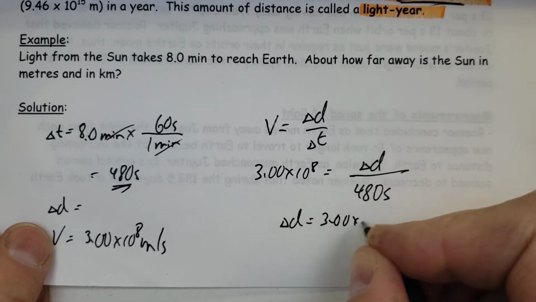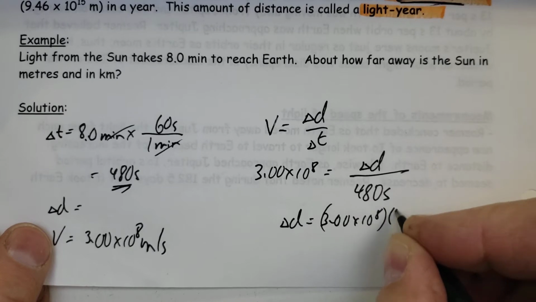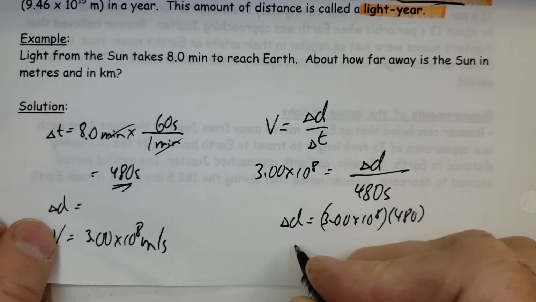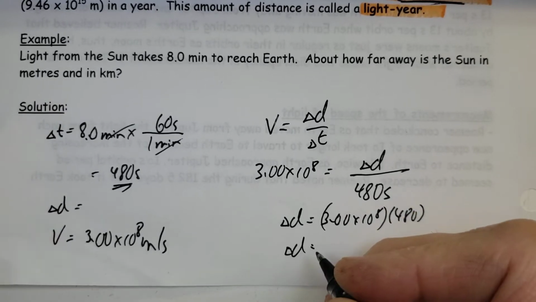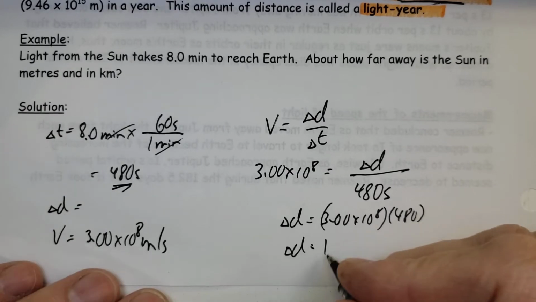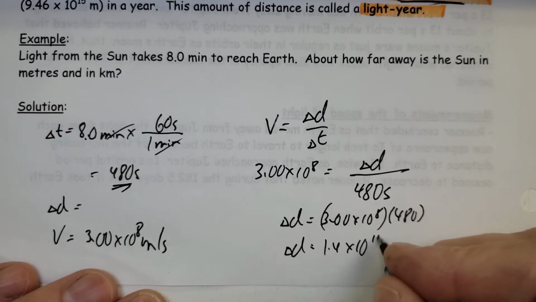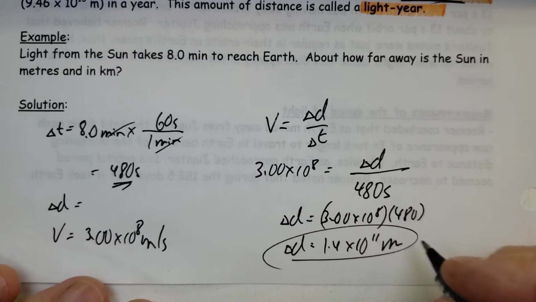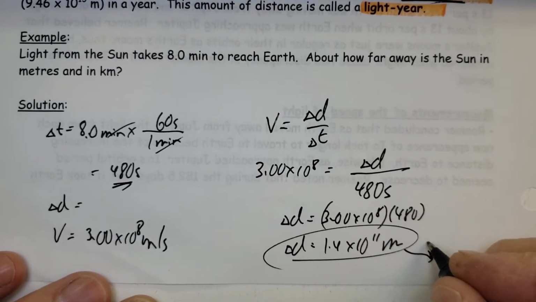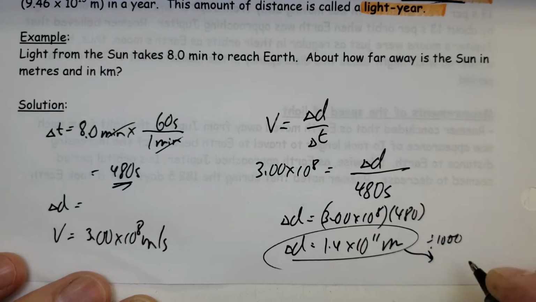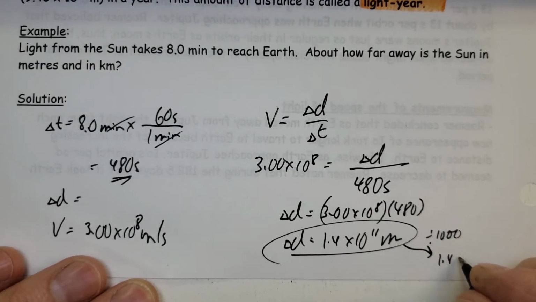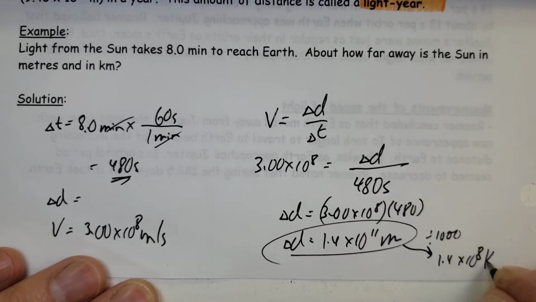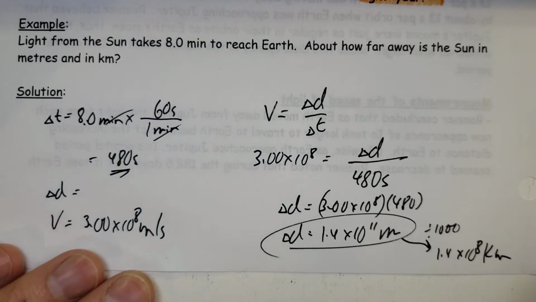So 3.0 times 10 to the 8 multiplied by 480. And that gives us 1.4 times 10 to the 11 meter sticks. That's a lot of meter sticks. And of course, converting meters to kilometers, we simply divide by 1,000. 1.4 times 10 to the 8 kilometers.